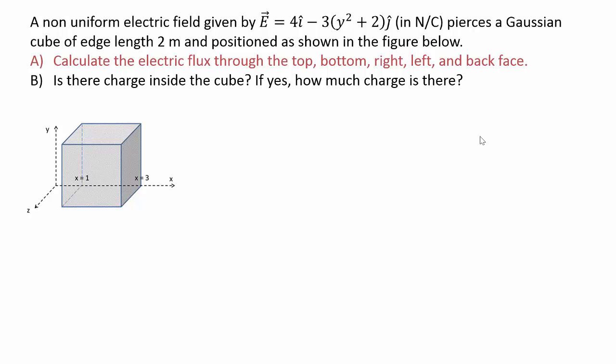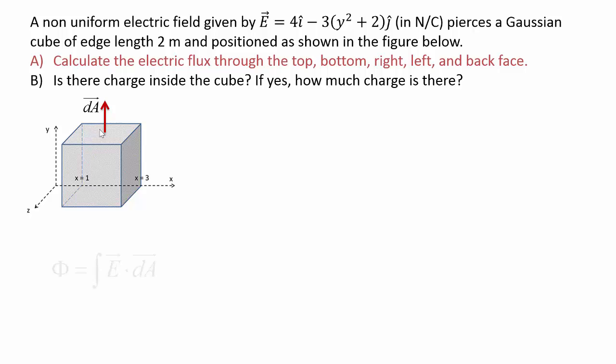Remember, electric flux depends on the electric field and the area through which this electric field is passing. In this case, we have a non-uniform electric field given by this equation, and we need to figure out the area of the top surface. Well, the top surface is a square, and the area vector associated to it will be oriented vertically upward.